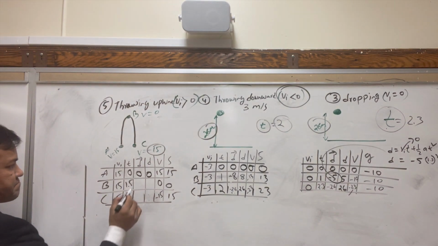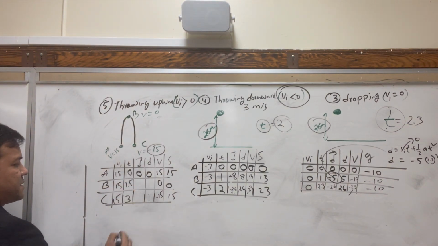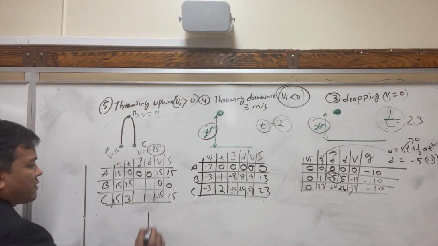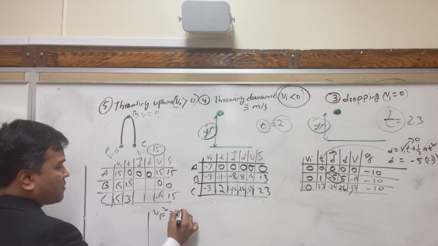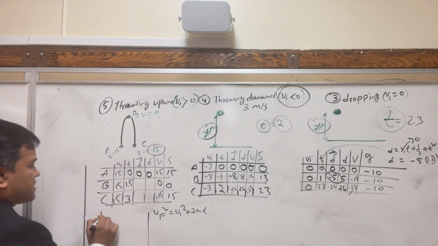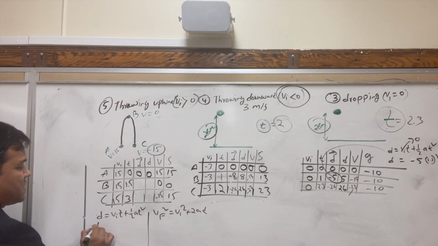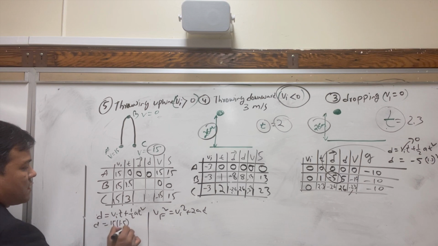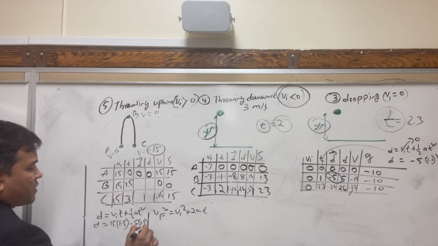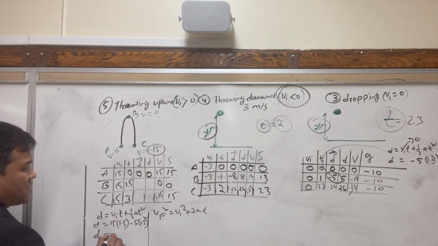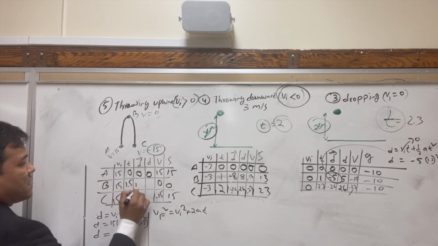Now, displacement. You can find displacement 2 ways: Vf square is equal to Vi square plus 2ad, or d is equal to Vit plus half at square. So d is equal to vi, which is of course 15, times t, 1.5, minus 5 times 1.5 square, so the distance is 11 meters.